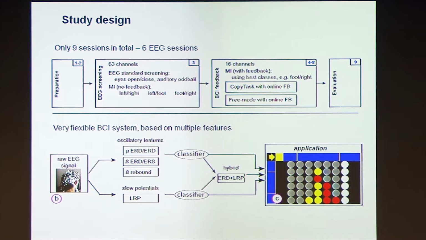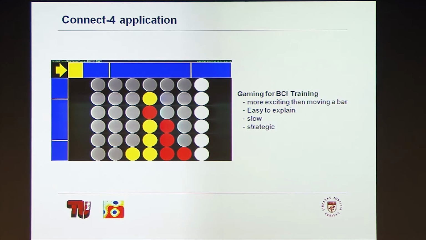So they also want to have a bit more interesting experience than the usual studies. So I think gaming was actually well received by them. So it's an easy game. It's easy to explain. It's slow and it's strategic, and we can play this with assistive technology and with BCI. You can see whether the communication speed is different.